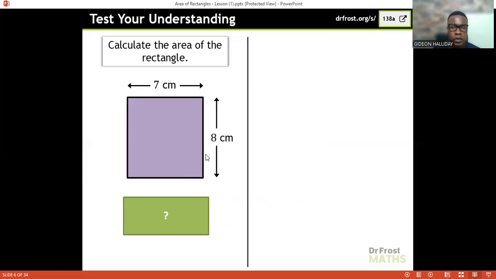Great. So let's try this. You can pause the video and try it on your own before you continue, right? Now, calculate the area of the rectangle. So this is the length and this is the width, right? So area is length times width, and that equals what? 7 times 8, right? And that's 56 square centimeters.